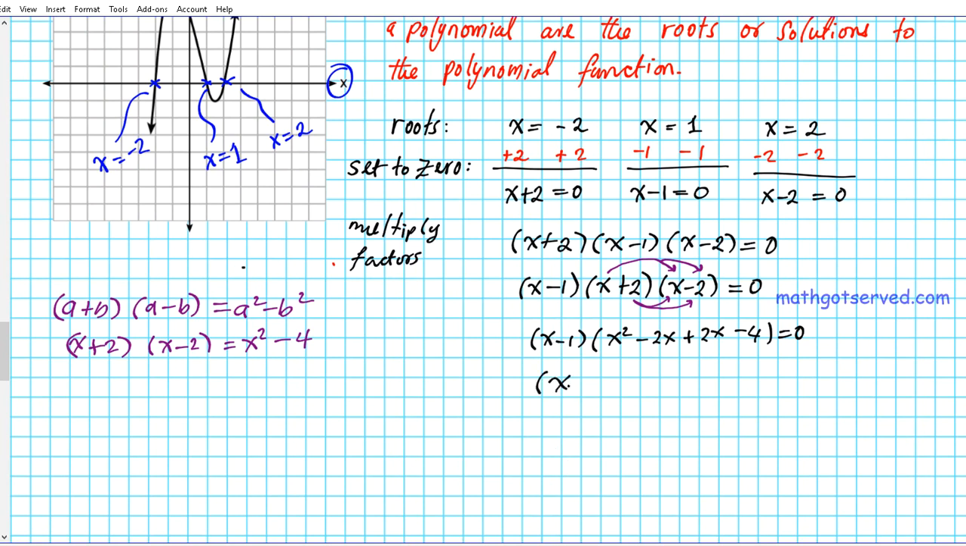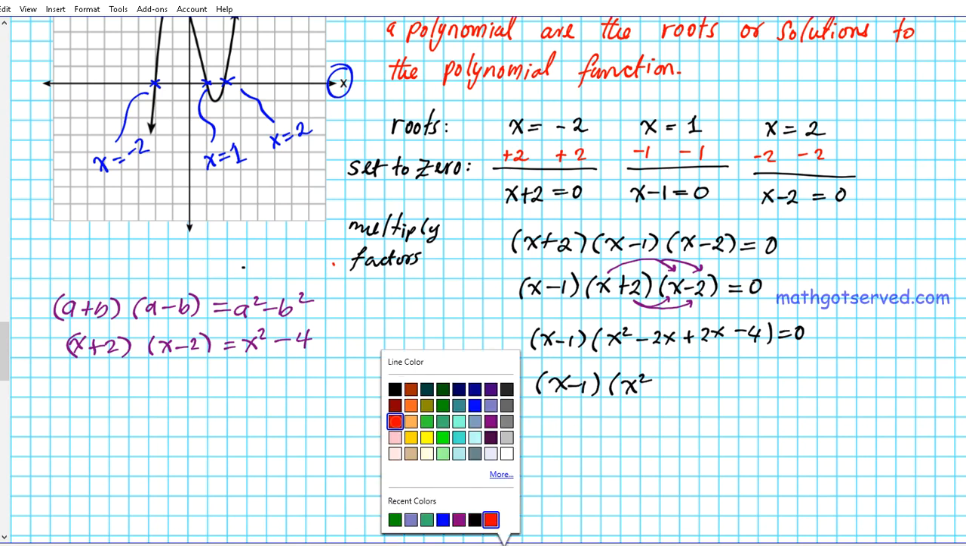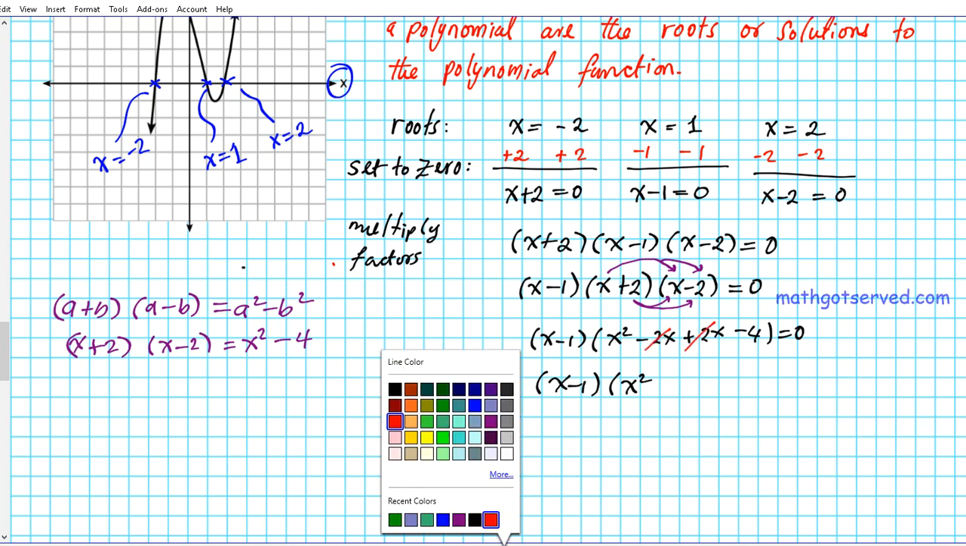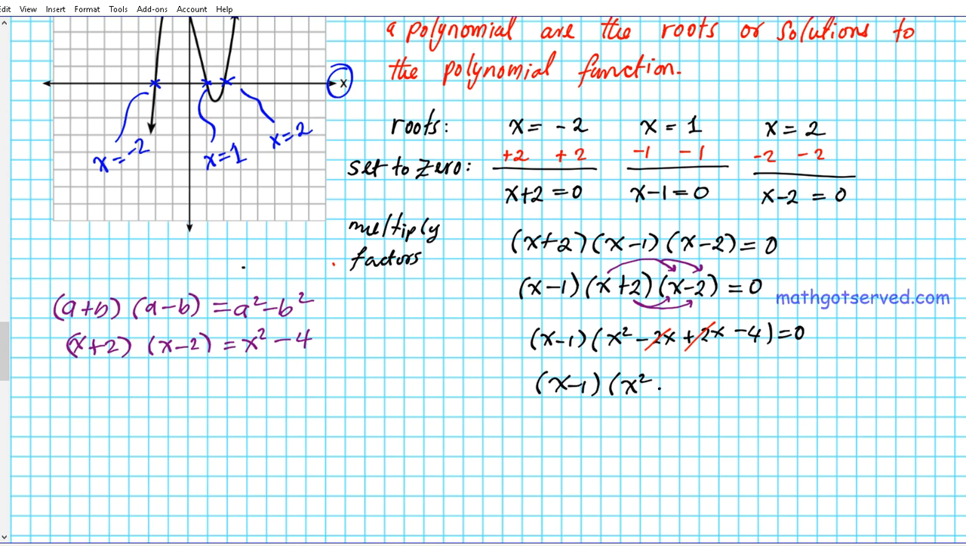x minus 1 times x squared. You notice that the middle terms can be combined. They're first degree terms here, like terms, but they're opposite, so they basically take each other out, right? And then we're left with x squared minus 4 equals 0. And we see where this plays a role, right?